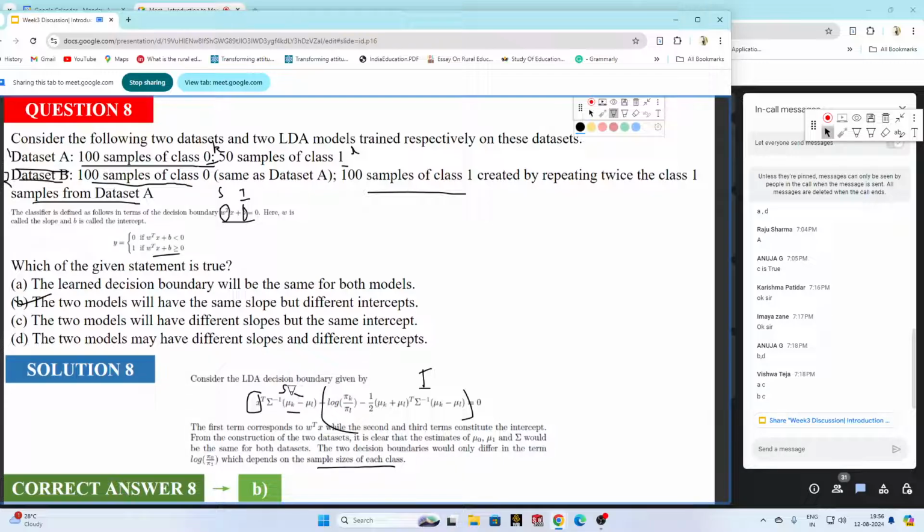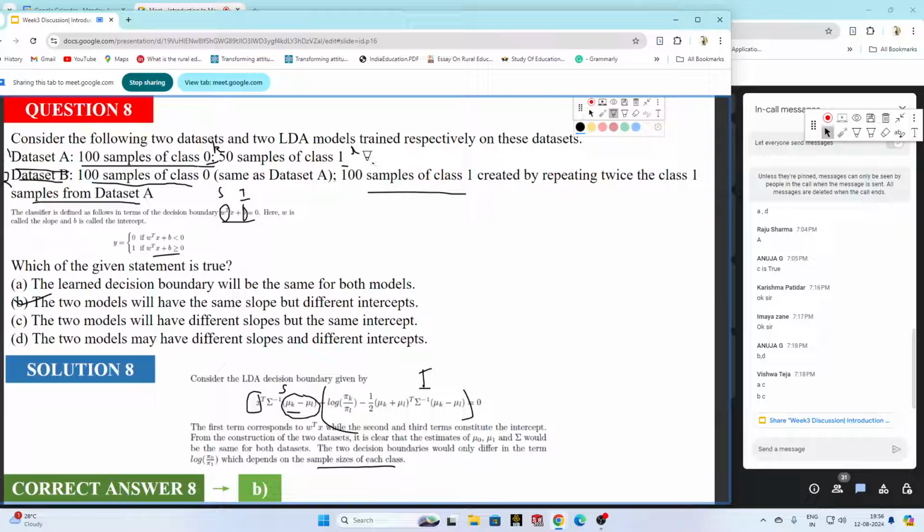Slopes. This slope term will only depend on the mean of the two classes. These two class means will be the same. Why is the mean the same? Because here there are 100 samples of class 0 and here also 100 samples of class 0. Here 50 samples of class 1, here 100 samples of class 1.